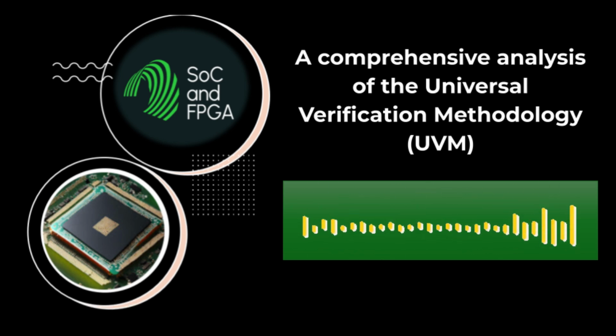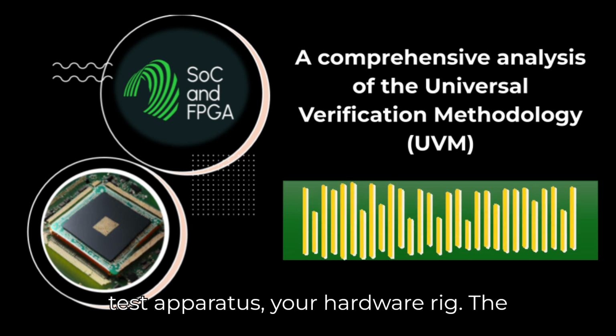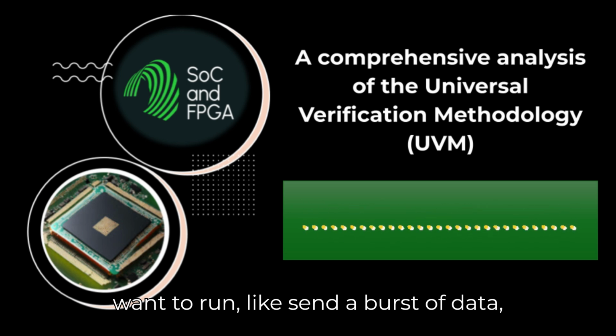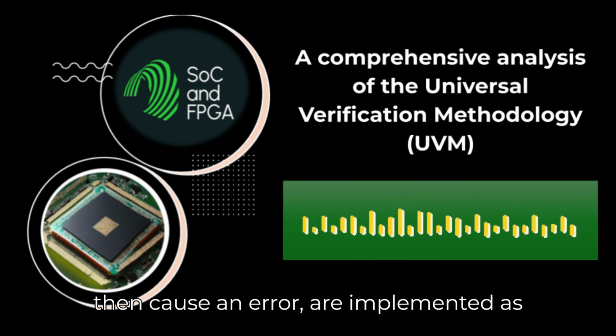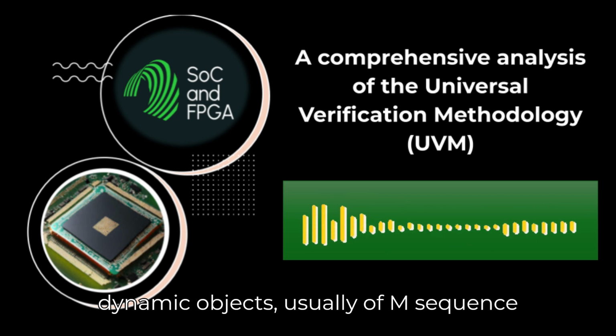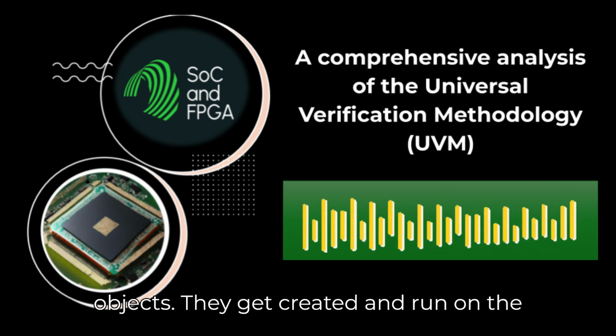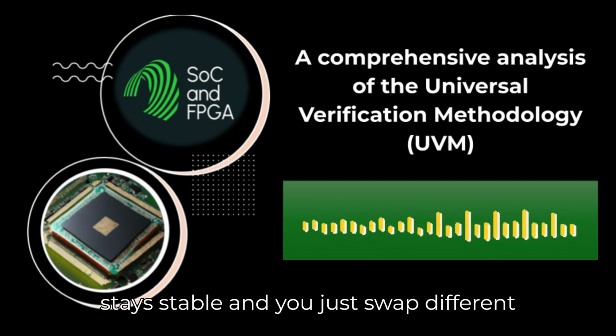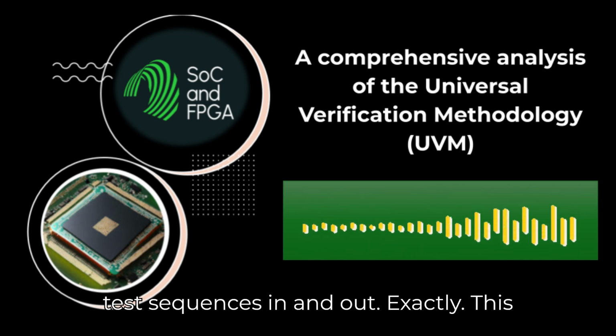It's like your fixed test apparatus, your hardware rig. Okay. The actual tests, the specific scenarios you want to run, like send a burst of data, then cause an error, are implemented as dynamic objects, usually event sequence objects. They get created and run on the static test bench. So the test bench stays stable and you just swap different test sequences in and out.